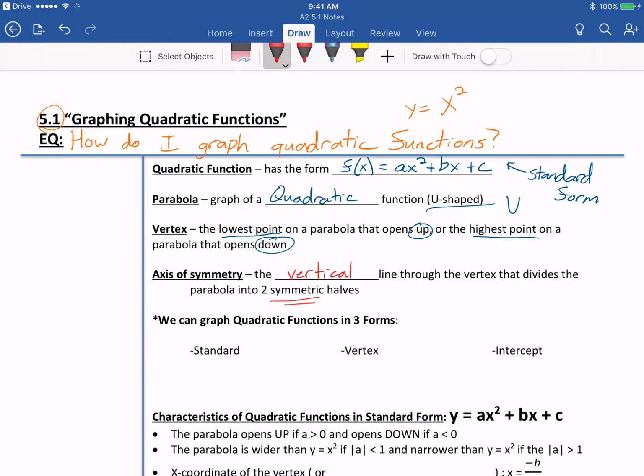So we talked about symmetry, and that's things that are the same on the left and the right. So one thing that's symmetric is a heart. It's the same on the left and the right side there.